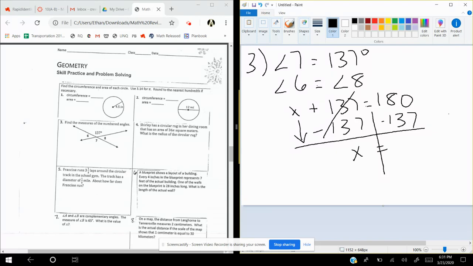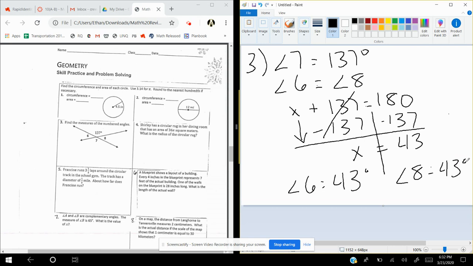So bring down that X. 180 subtract 137. Well, you guys, you have a calculator. I know you're going to use it. Go ahead and just use it. That is going to be equal to 43. So angle 6 equals 43 degrees. You know what also equals 43 degrees? Angle 8 also equals 43 degrees.